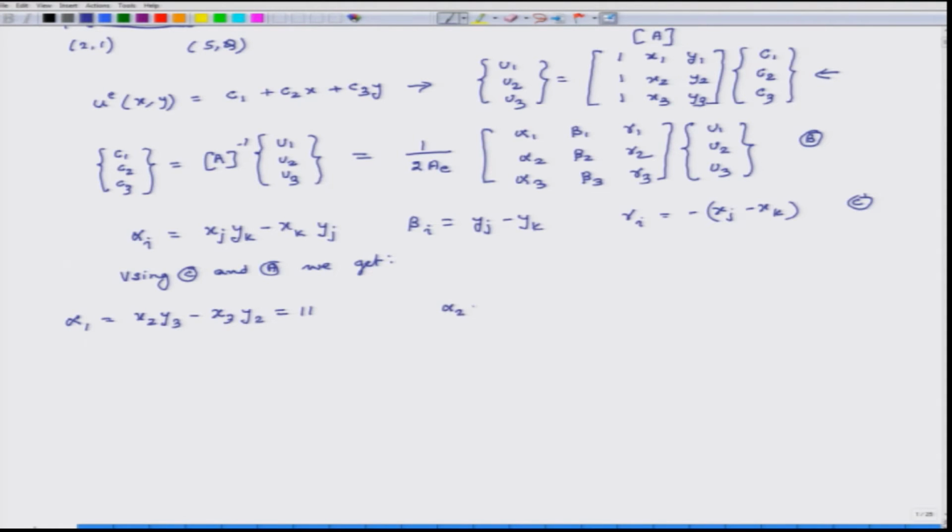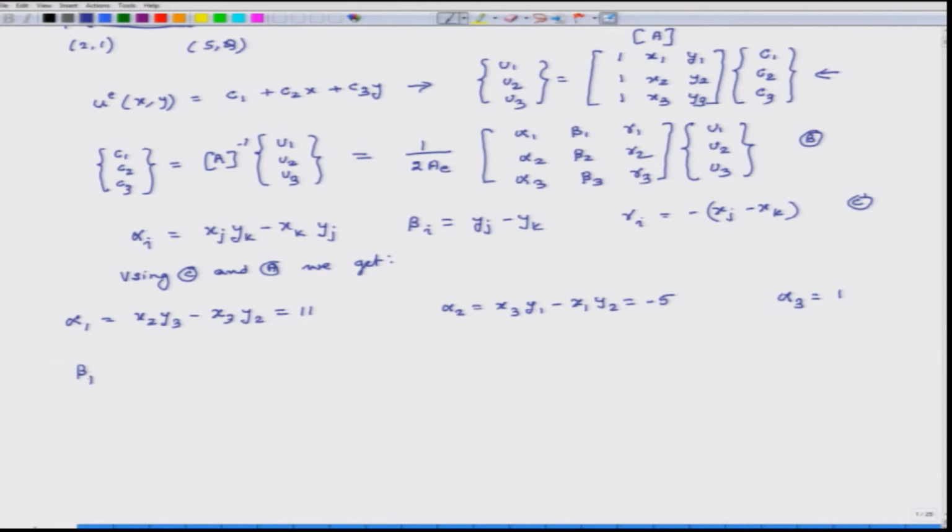Similarly, alpha 2 equals x3 y1 minus x1 y2, and if I do the calculation, it comes out to be minus 5. And then alpha 3, using the same type of formula, we get its value to be 1.